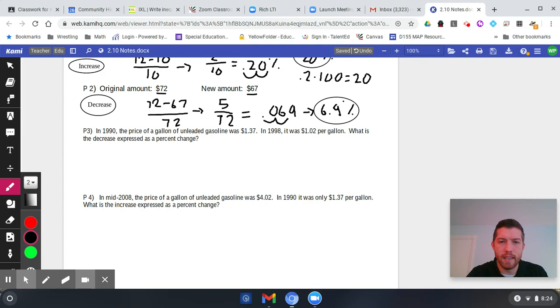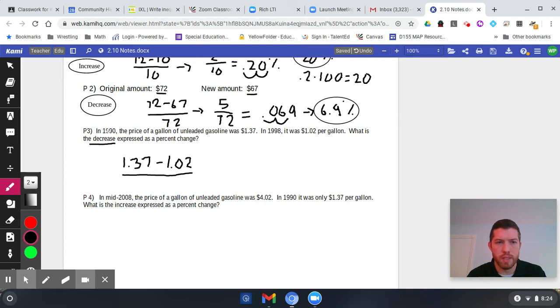In 1990, the price of a gallon of unleaded gasoline was $1.37. In 1988, it was $1.02 per gallon. What is the decrease expressed as a percent change? So we already know, it's already telling us that it's a decrease, right? So we went from 137 to 102. So we're going to take our 137 and we're going to subtract 102. And then we're going to put that all over our original price.